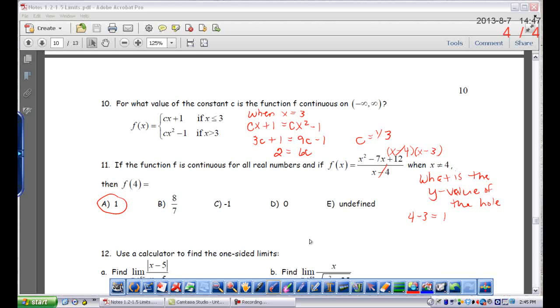And this is also the limit as x approaches 4 of f of x. It's that y value of the hole. So that y value of the hole is completely tied to that limit. Really what this question is asking is what y value will plug up that hole. So the y value that will plug up that hole is 1. When you plug in a 4, you need a 1.